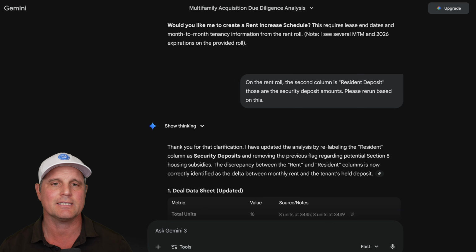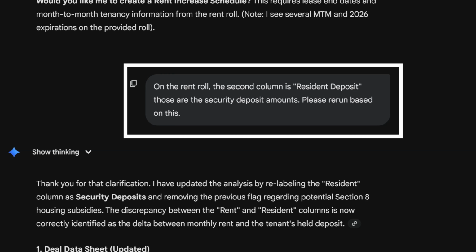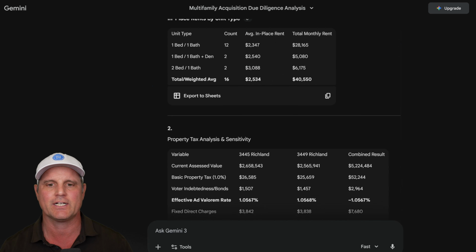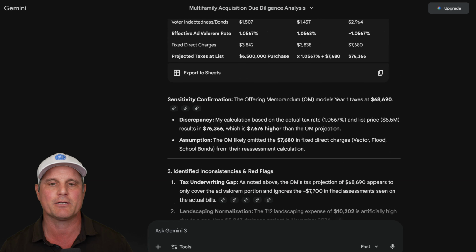So it was as simple as telling the AI, telling Gemini on the rent roll, that second column is actually resident deposit. Those are the security deposit amounts. Please rerun based on this. So it did. And it ran through and it figured out that the numbers now make more sense when that's actually a security deposit column.